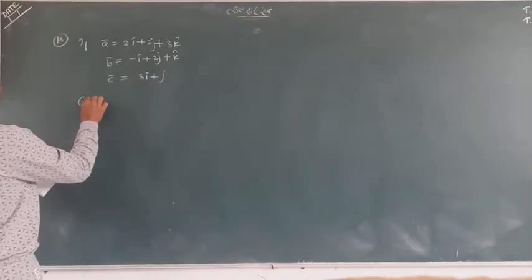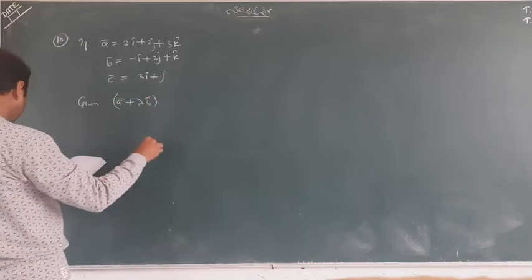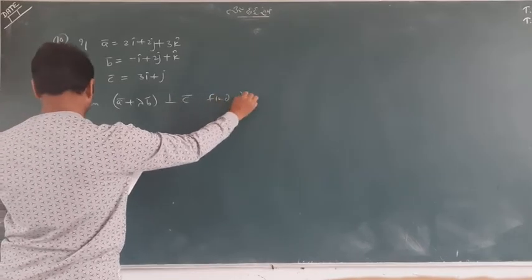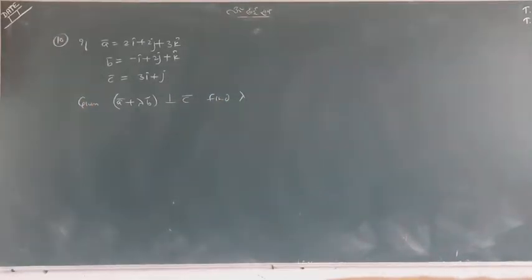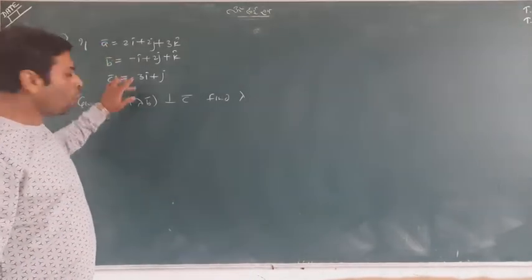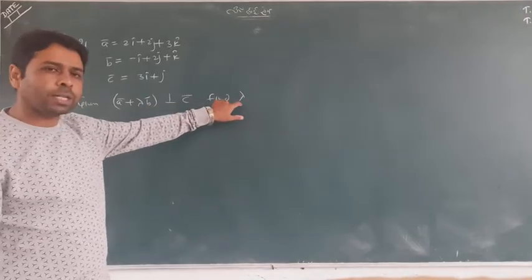It's given that a plus lambda b is perpendicular to c. Find the value of lambda. This is the question. So, very easy question this is. I tell you, a, b, c are given. Also one thing given, a plus lambda b is perpendicular to c. We need to find the lambda.